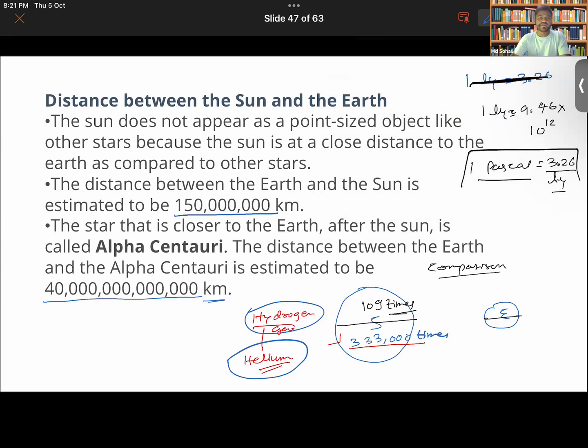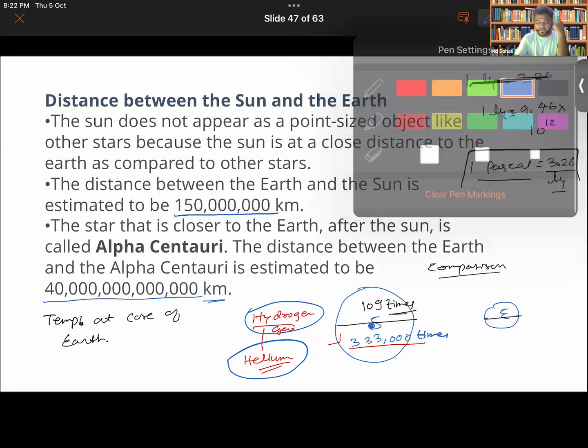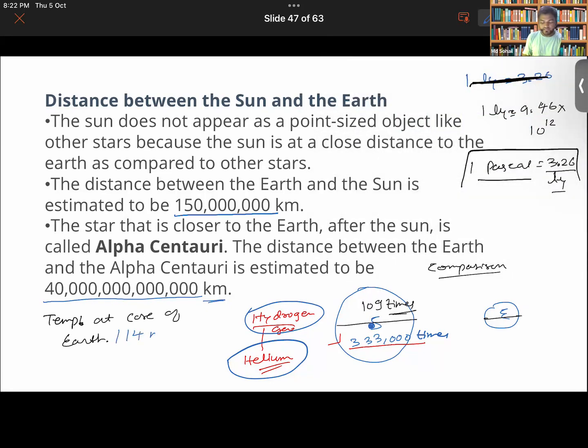Okay. What about the temperature at the core of the sun? Any guesses what could be the temperature of the core of the sun? By the way, I'm talking about exact data, not about comparison. 3 million degrees Celsius? No, it is estimated to be 14 million degrees Celsius.